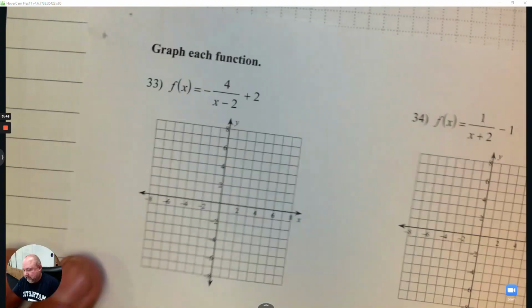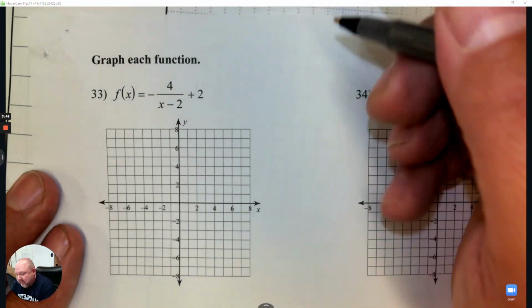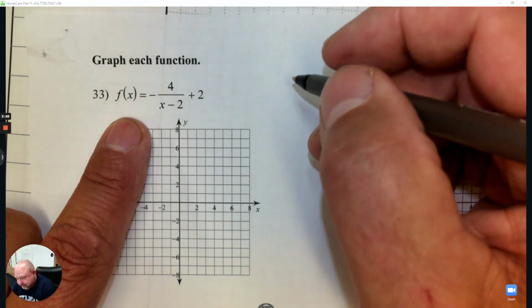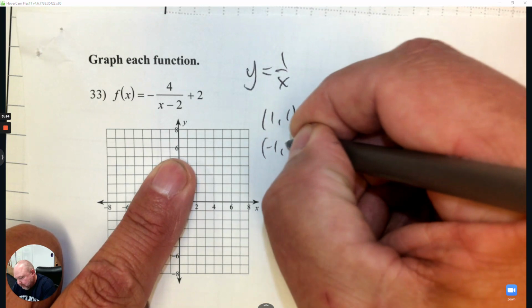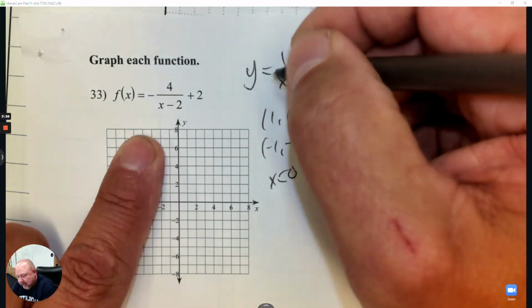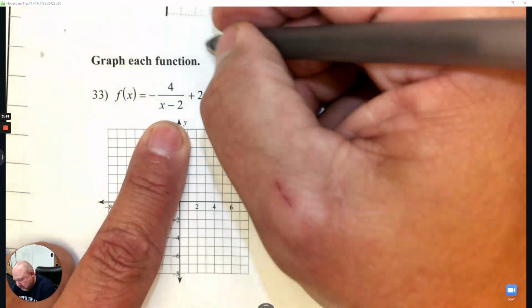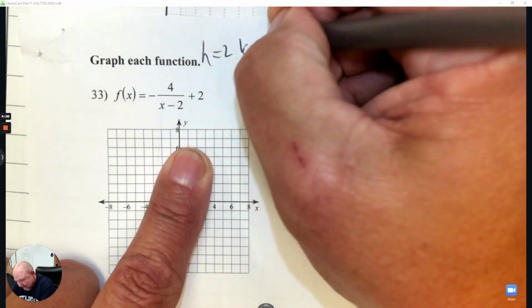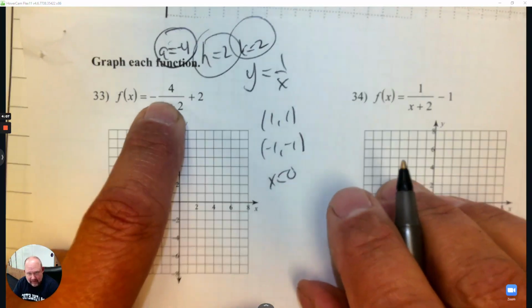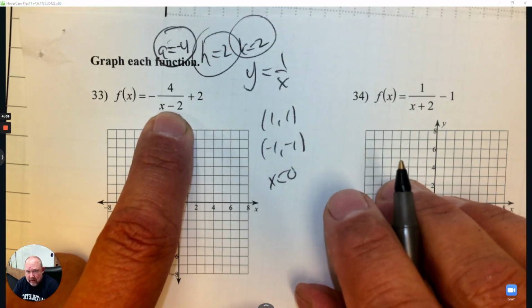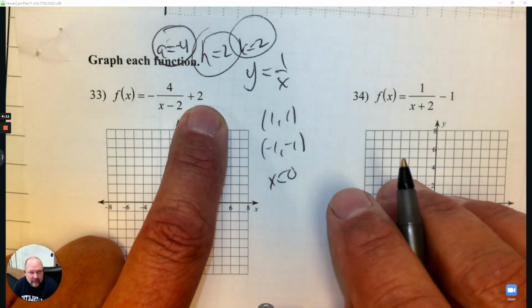All right, last page. Graphing these rationals. So it's been a while. So H and K are important here. H is 2. And K is 2. And A is negative 4. H is positive 2. And K is positive 2.